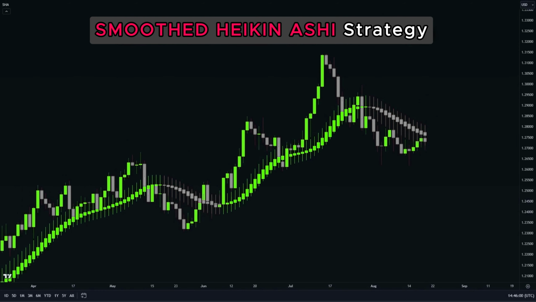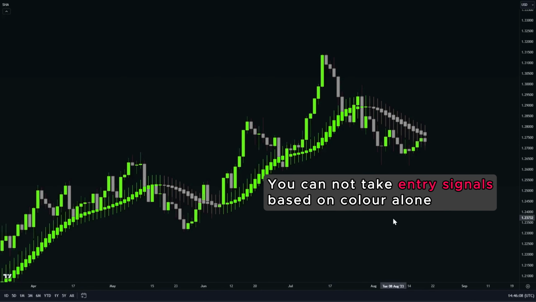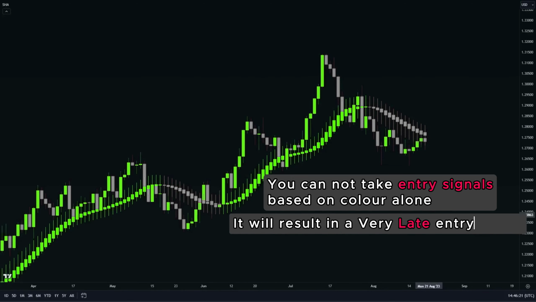Strategies that you can use with the Smooth Heiken Ashi. So as we know, the indicator displays red and green candles depending on the trend direction. However, you need to remember that this isn't a buy or sell signal. You cannot take a buy position just because the indicator turned green, and you can't just take a sell position just because the indicator turned red. That isn't how you're supposed to use the indicator, because using it that way will actually result in a very late entry signal.